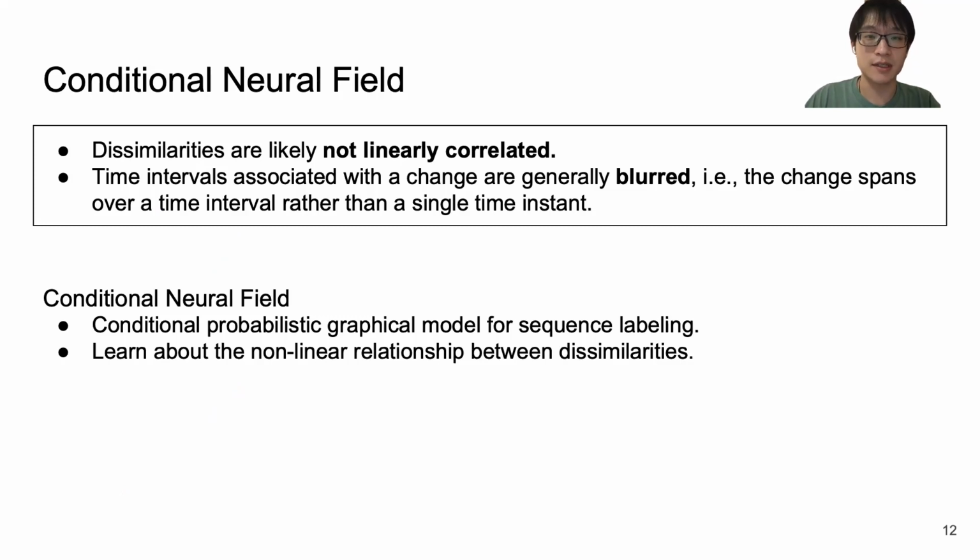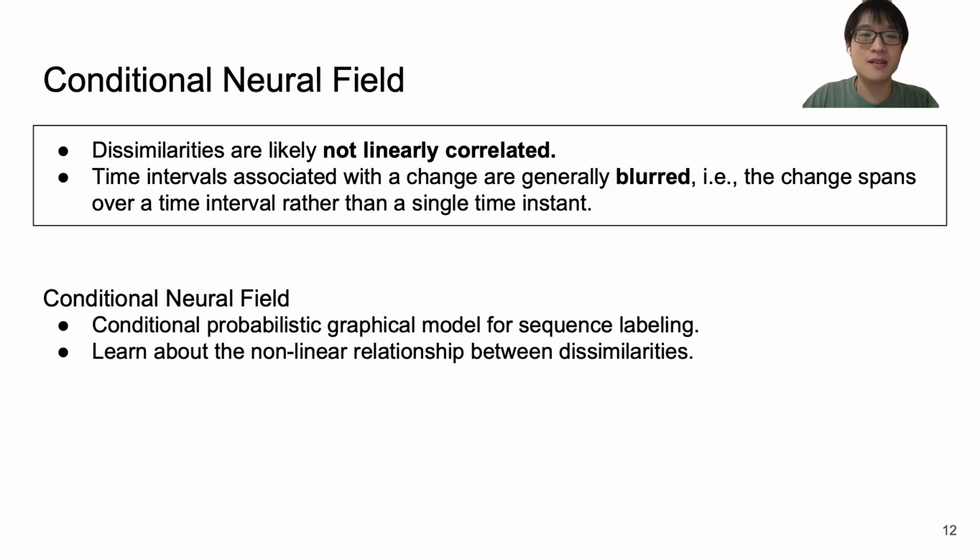How can we model the nonlinear correlation between them? That is the conditional neural field. Due to the complexity of the data generation process, the dissimilarity between the different variables or dimensions of the time series are likely not linearly correlated. And also, time intervals associated with a change are generally blurred, which means that it spans over a time interval rather than a single time instance.